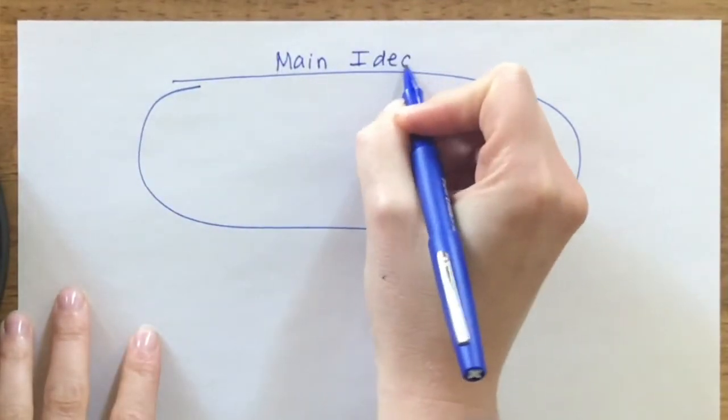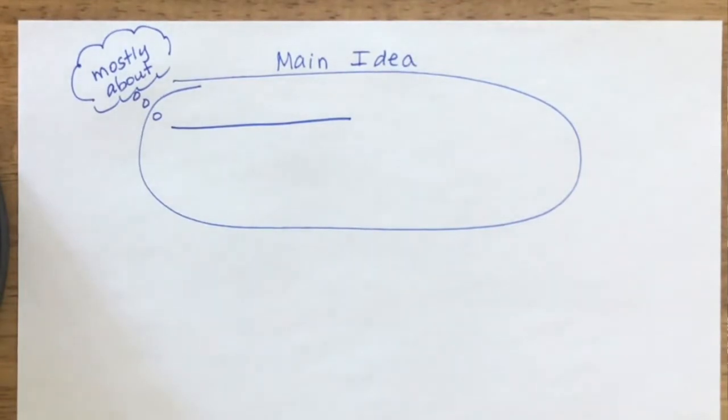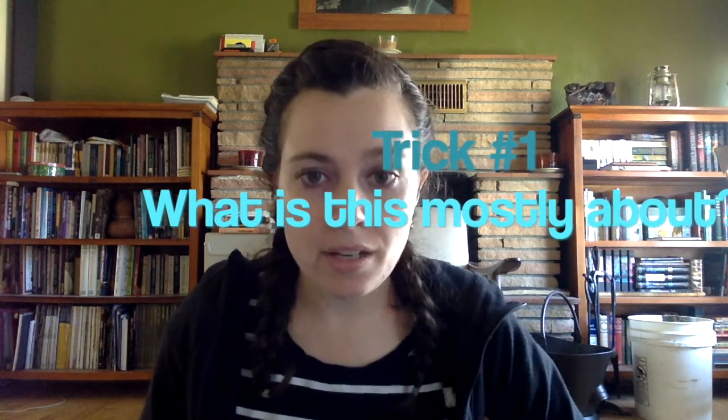On your piece of paper, go ahead and draw the tabletop, which is the space for your main idea. Then draw a line. This is the space for your topic. And I want you to ask yourself, what is this section of the text mostly about? If you had to choose just 1, 2, or 3 words, write it down.